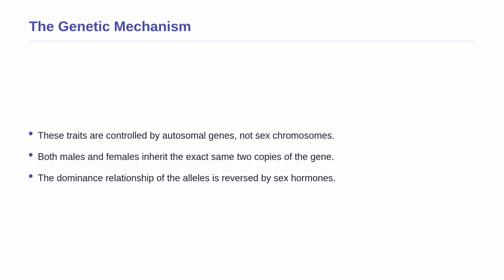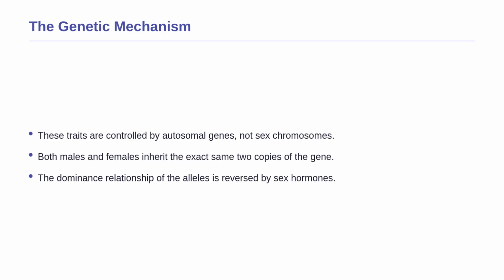Building on that analogy, let us dive deeper into the genetic mechanism behind these traits. It is crucial to understand that these are autosomal traits. Because the genes are located on autosomes, which are the non-sex chromosomes, both males and females inherit the exact same two copies of the gene. So why do they look different? The secret lies in the dominance relationship.